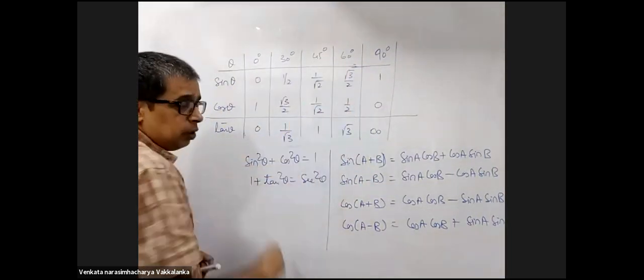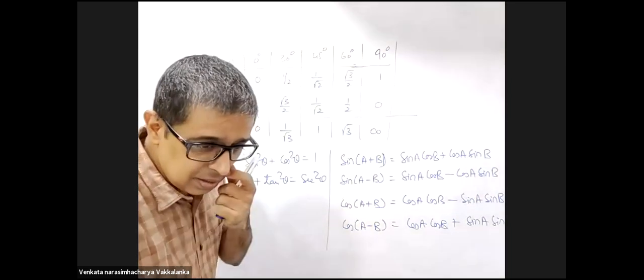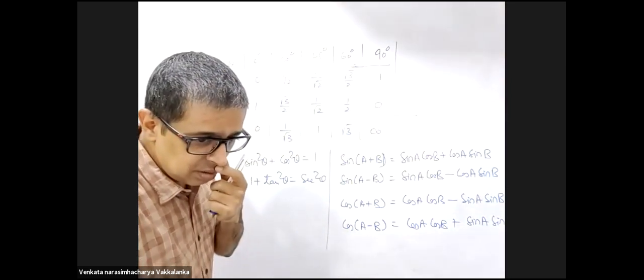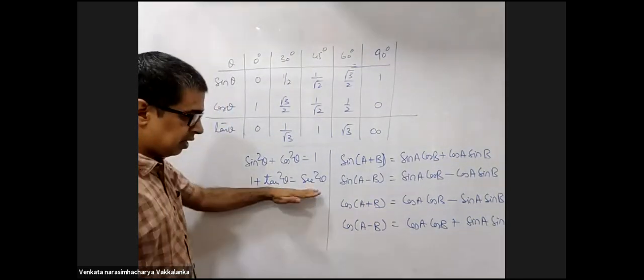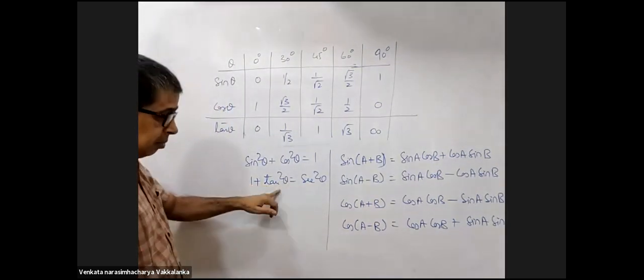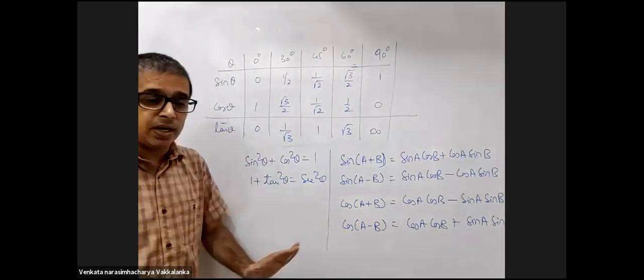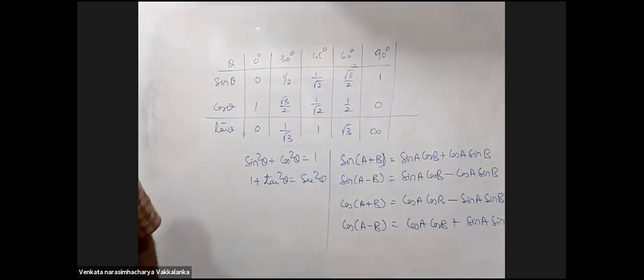Sir, there is one more identity. So there's one more identity: 1 plus cot square theta is cosec square theta. That comes from this. Don't worry about it, I'll not need it right now. Remember these two. A minimum you will have to remember. This is the least.